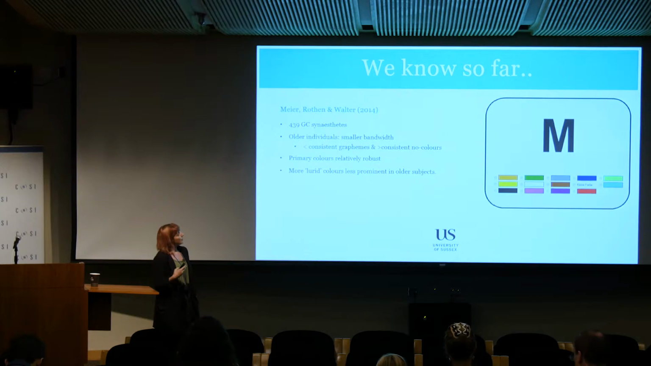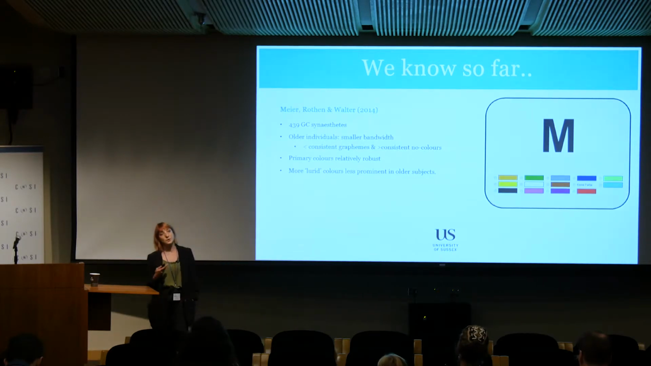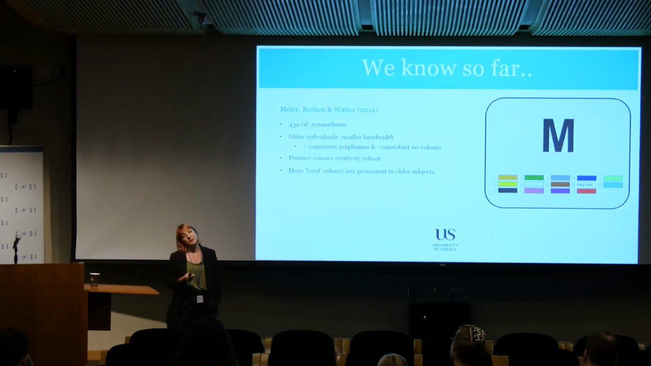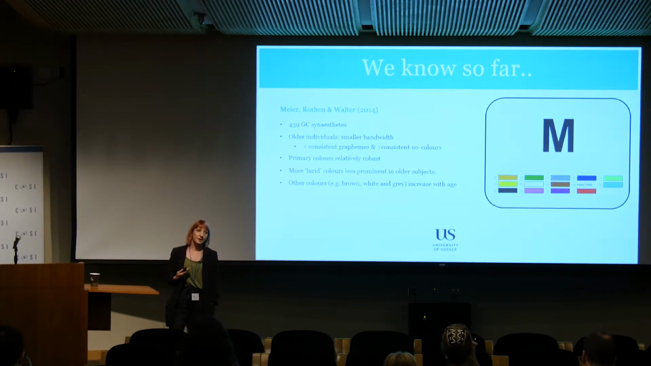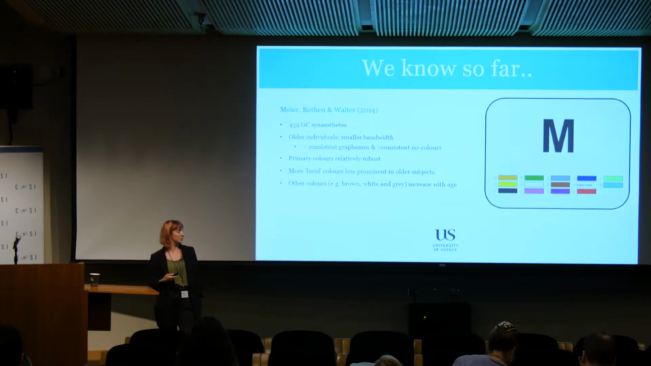They also looked in detail at the kind of colors that older and younger individuals tended to pick and whether there were any differences. And they found that primary colors were relatively robust, so things like red, yellow, and blue stayed the same, whereas more lurid colors like the fuchsia you see over here tended to be less prominent in older subjects. Additionally, things like brown, gray, and white tended to increase more with age.